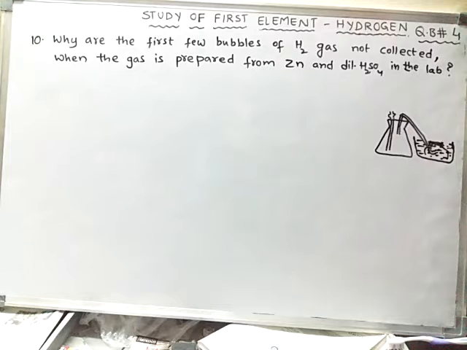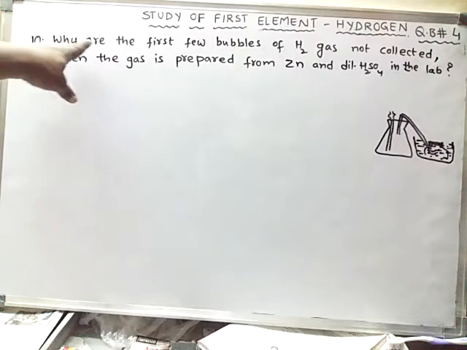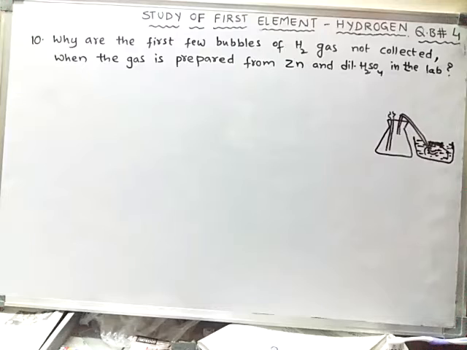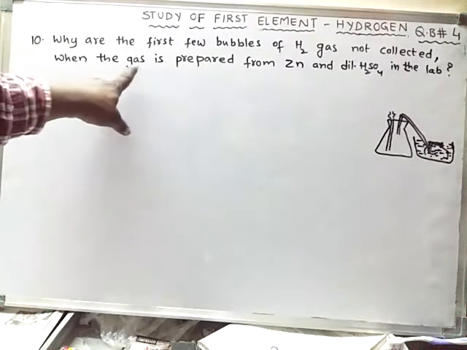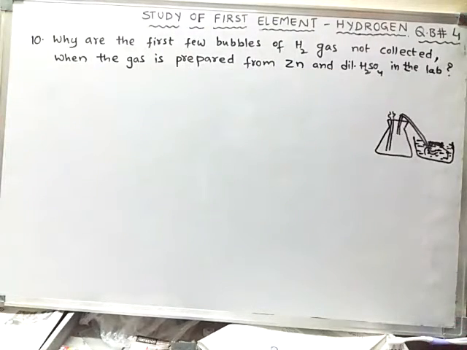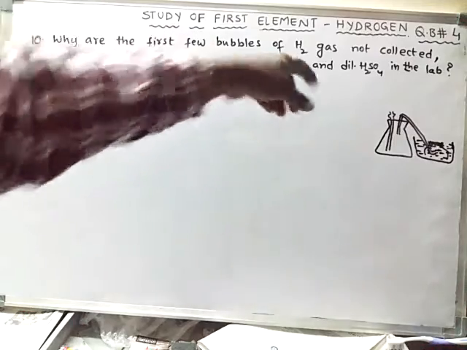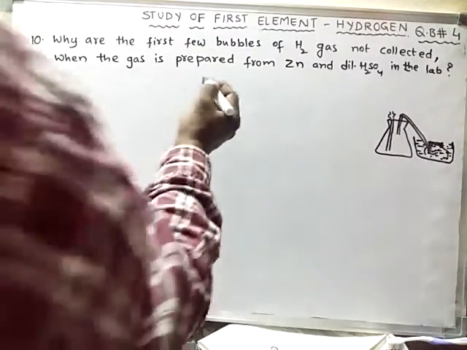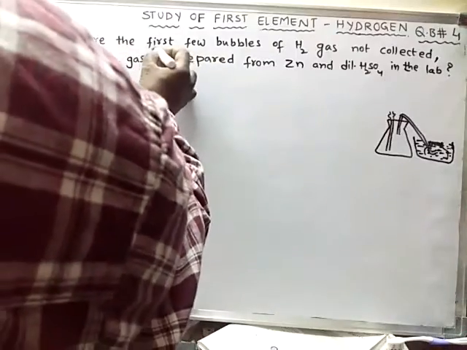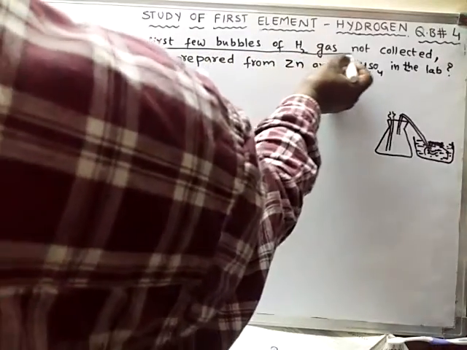So in it, we'll learn the 10th answer. What is the 10th question? Why are the first few bubbles of hydrogen gas not collected when the gas is prepared from zinc and dilute sulfuric acid in the laboratory? That means, why are the first few bubbles of hydrogen gas not collected? So here hydrogen gas is prepared, but the first few bubbles of hydrogen gas are not collected.